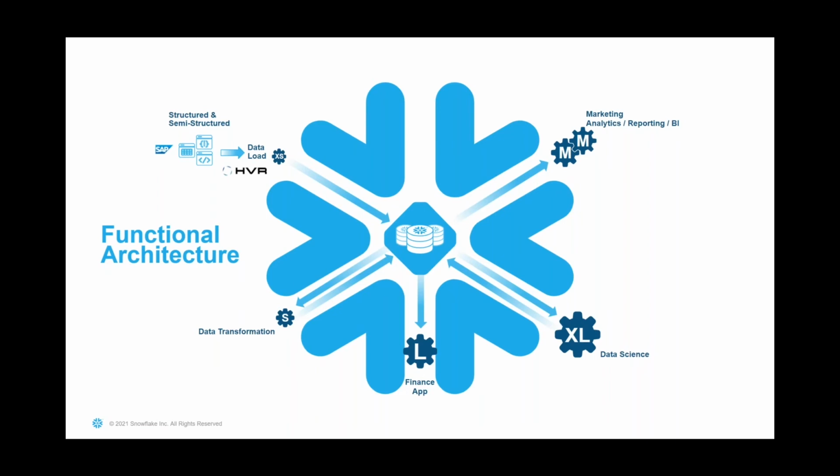We can scale up, so you can have a larger warehouse to do more work, or we can scale out. And what that means is within a warehouse, you can have multiple clusters to handle more concurrency from your end users. That's what's being shown by that marketing analytics reporting BI warehouse: as user concurrency increases, Snowflake can automatically turn more clusters on within the warehouse to handle that. So we can scale up and scale out from a compute perspective, and virtually infinite scale from a data perspective. And I think that's it for the functional architecture slide.